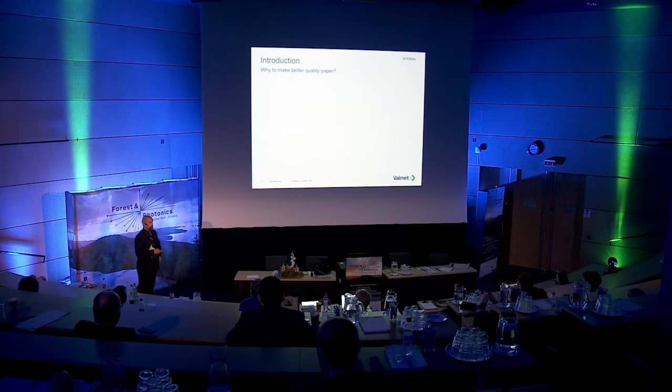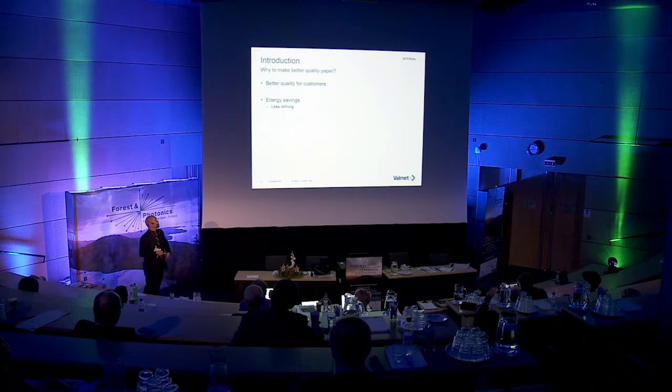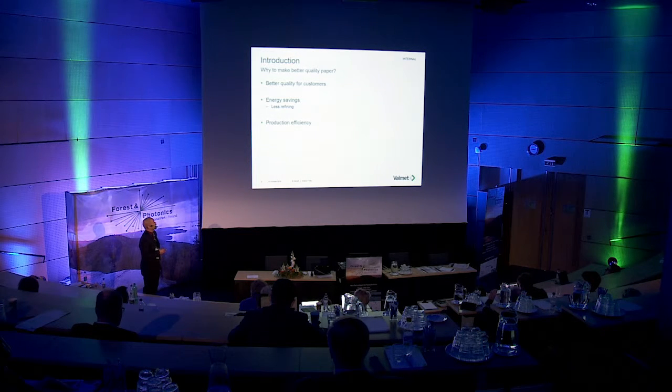So, why make better paper? Of course, customers want better quality. And they can get energy savings, save money with less refining. So we want to break the fibers to get some properties, but not too much refining, of course, because it takes much energy. Then we can get production efficiency for our customers, paper machine runnability related and less web breaks, and also printing is easier with a certain kind of quality.